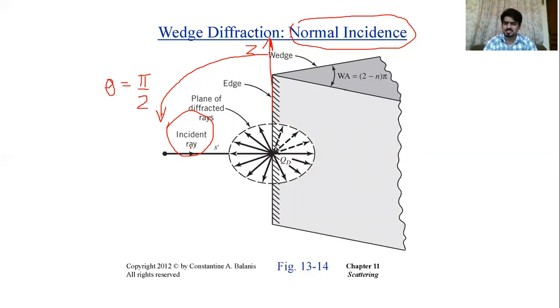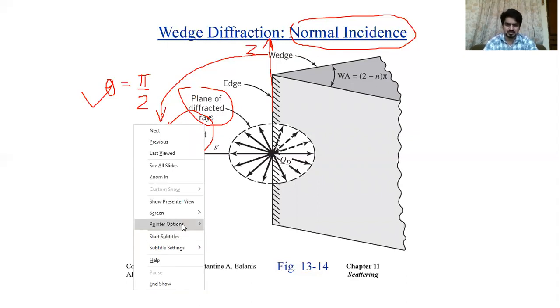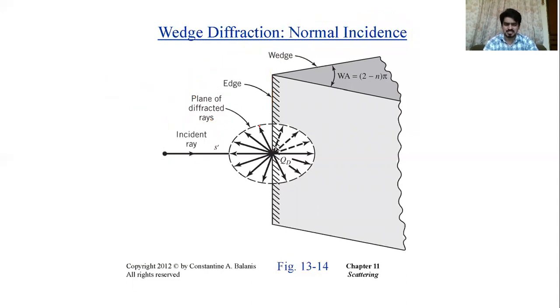Also for normal incidence, when you have incident waves like this, the diffracted fields create a plane, and you have an infinite number of diffracted rays in the same plane, at theta equals pi by 2. For theta equals pi by 2, you have an infinite number of diffracted rays, and that plane is nothing but the plane of diffracted rays. In this plane at theta equals pi by 2, you will see an infinite number of rays, and that plane is called the plane of diffracted rays.